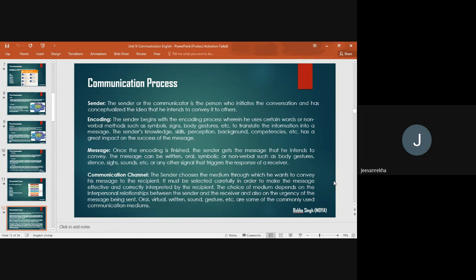The sender chooses the medium through which he wants to convey his message to the recipient. It must be selected carefully in order to make the message effective and correctly interpreted by the recipient. The choice of medium depends on the interpersonal relationship between the sender and the receiver, and also on the urgency of the message being sent. Oral, visual, written, sound, gesture, etc. are some of the commonly used communication media.